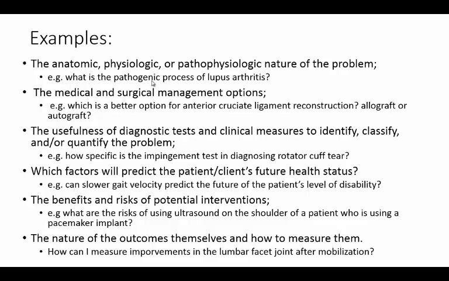You might have a question about surgical management. For example, which is a better option for anterior cruciate ligament reconstruction, allograft or autograft? So this is another question that the patient might ask you. Is it better that I get a graft from outside or to use my quadriceps tendon or hamstring tendon for the graft?